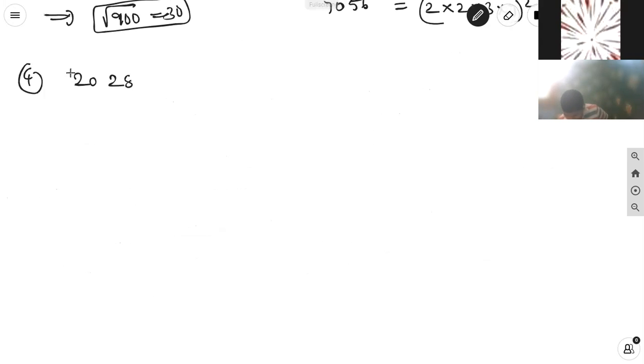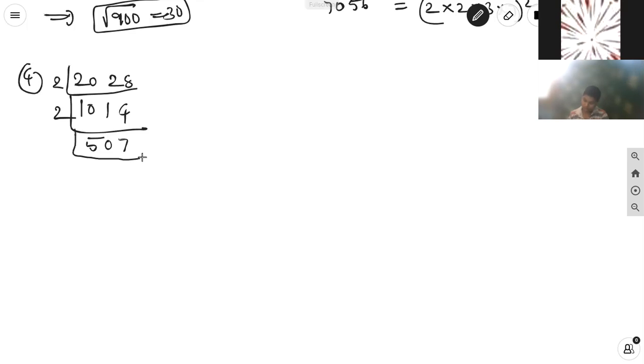2028. Find the prime factors by the method of prime factorization. Two 1s are 2, two 4s are 8, two 5s are 10, 1 is left. Two 0s are 0, 1 is the remainder, 14, two 7s are 14. Here 3, three 1s are 3, three 6s are 18, three 9s are 27.